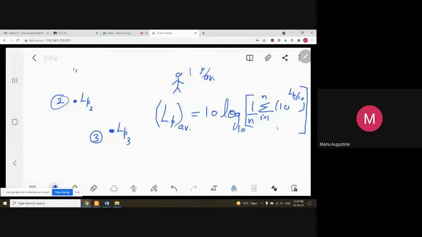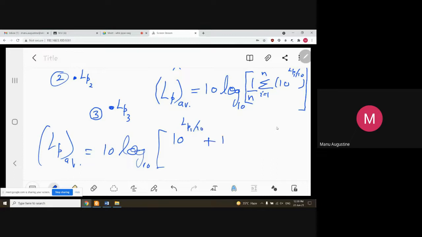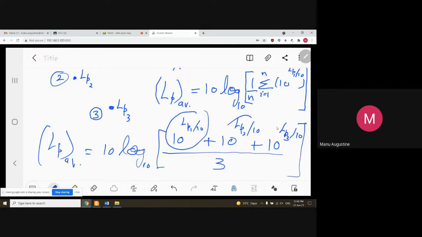So all you have to do is, since we have three sources, I will claim my LP average to be 10 log 10. This everybody remembers. And then take the average of these expressions, not directly LP1, LP2, but 10 raised to power LP1 by 10 plus 10 raised to power LP2 by 10 plus 10 raised to power LP3 by 10. Added, divided by 3. This becomes the average of such expressions. And when you take the log to base 10 and multiply with 10, you get the average value. This is how you apply the formula for averaging.